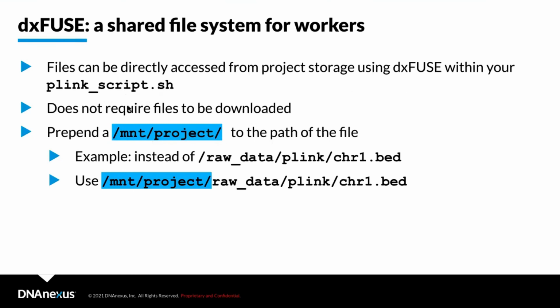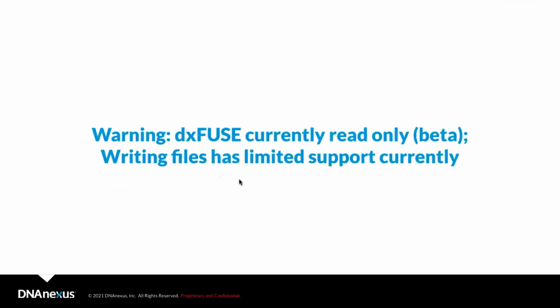The way we do this is that in our file paths, we can prepend /mnt/project to the path of the file in project storage. So here's an example. Instead of having /raw_data/plink, we would put /mnt/project/raw_data. And in the code repository, there is an example that works, so hopefully you can alter that for your own purposes.